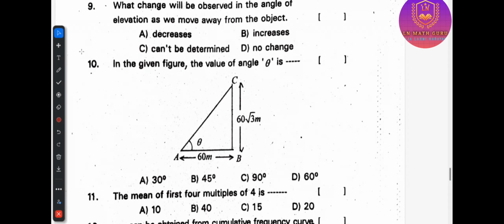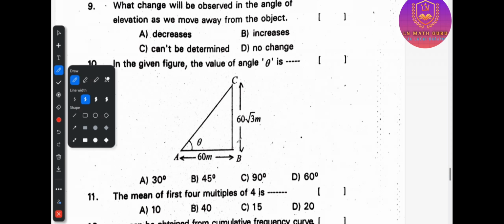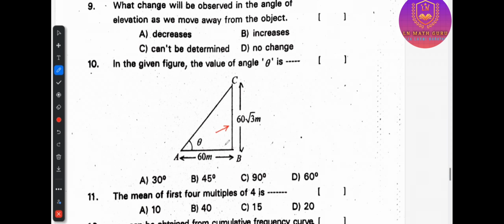Next question. In the given figure, the value of theta. So we have the two values given. One is opposite to the theta, the next one adjacent side. I can go with the ratio of tan, because tan theta is nothing but opposite over adjacent side. Opposite for the theta angle is 60 root 3 over adjacent is 60. Now I can simplify this root 3. In terms of tan, root 3 value is nothing but tan 60. So tan cancel, theta will be the 60 degrees. So I can go to the option D.